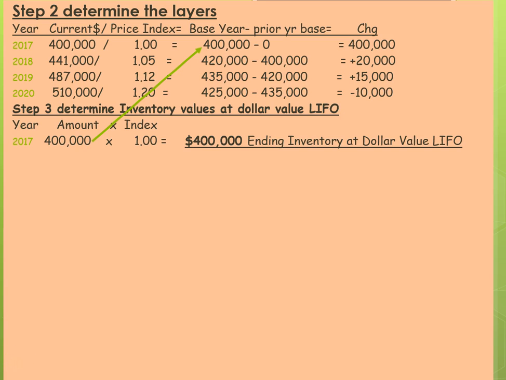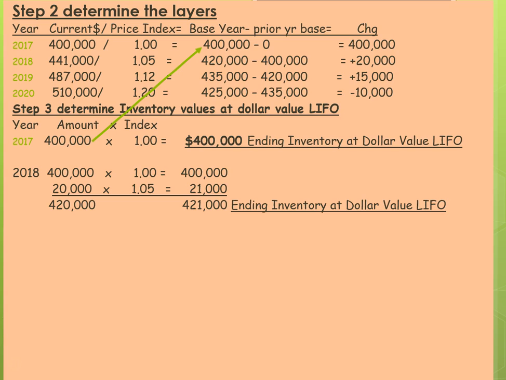Now we'll look at 2018. First, we would take the 400,000 times 1, and we take that $20,000 layer times the index for that year. And that gives us ending inventory at dollar value LIFO.